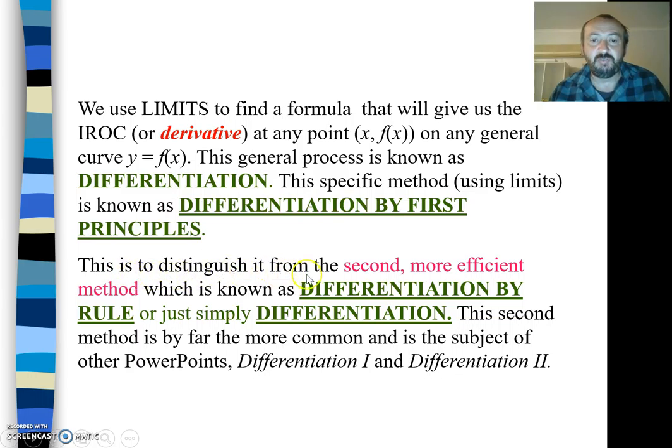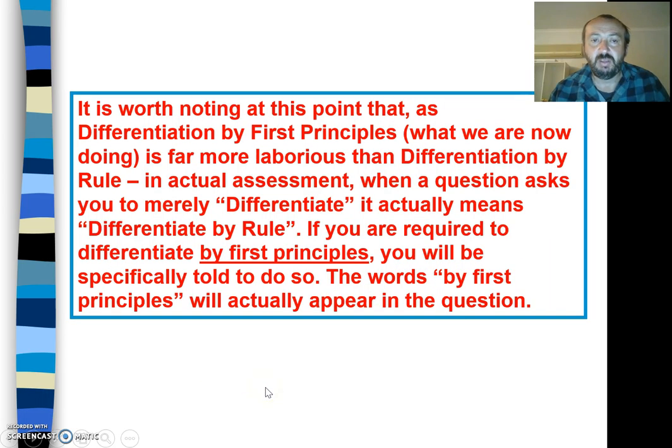This is to distinguish it from the second, more efficient method, which is known as differentiation by rule, or simply differentiation. This second method is by far more common, and it's the subject of other PowerPoints, but it's the thing that mathematicians do on a day-by-day basis. Doing it by first principles is like with the training wheels. We forget that and move on to differentiation by rule.